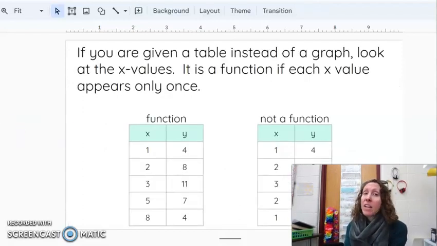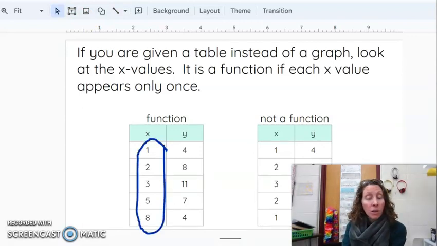You won't always be given a picture of the graph. Sometimes you'll be given a table instead. So what you need to do is you need to look at the x values. In the x column, none of the numbers can repeat.